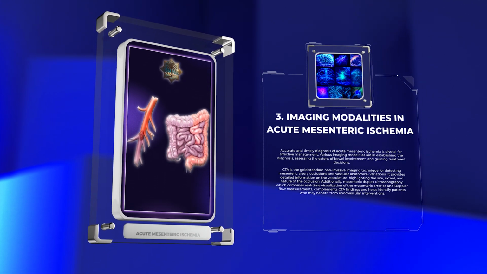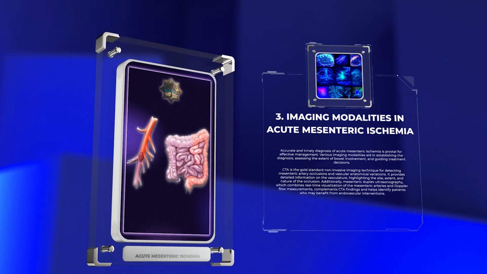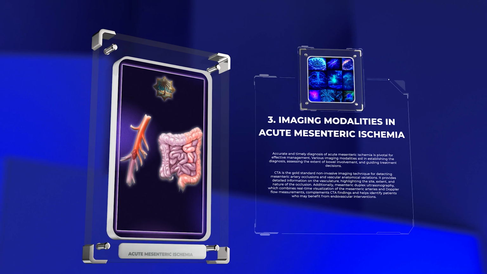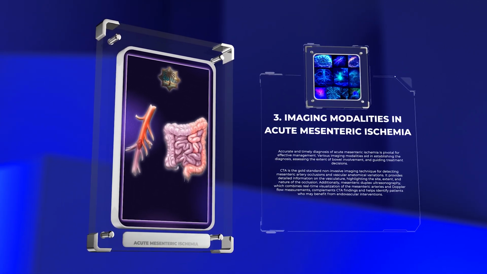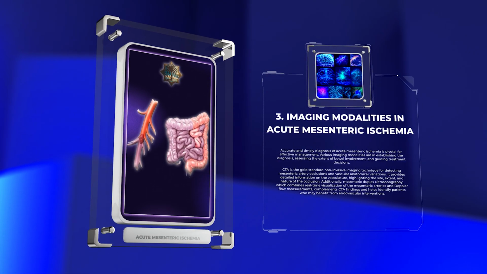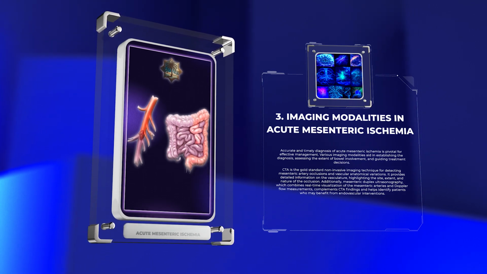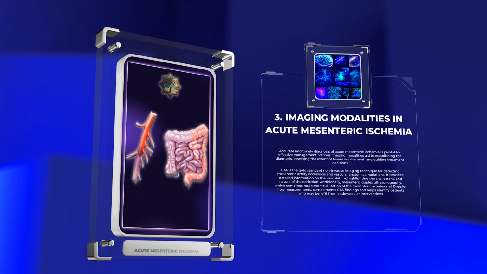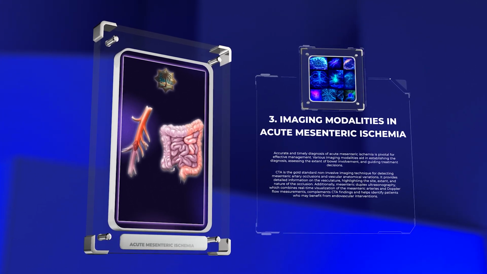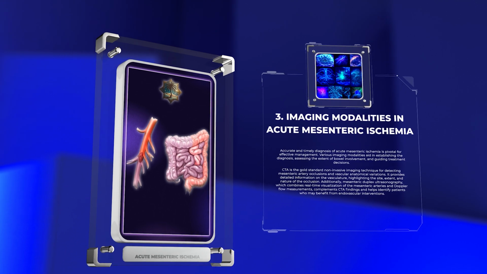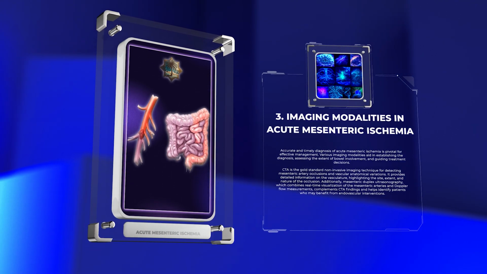CTA is the gold standard non-invasive imaging technique for detecting mesenteric artery occlusions and vascular anatomical variations. It provides detailed information on the vasculature, highlighting the site, extent, and nature of the occlusion. Additionally, mesenteric duplex ultrasonography, which combines real-time visualization of the mesenteric arteries and Doppler flow measurements, complements CTA findings and helps identify patients who may benefit from endovascular interventions.